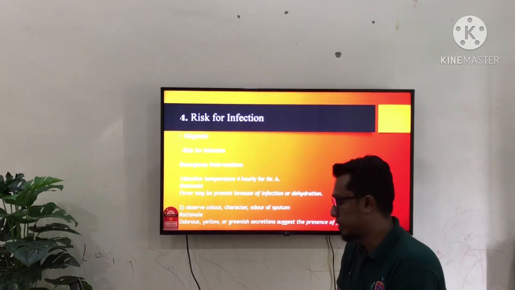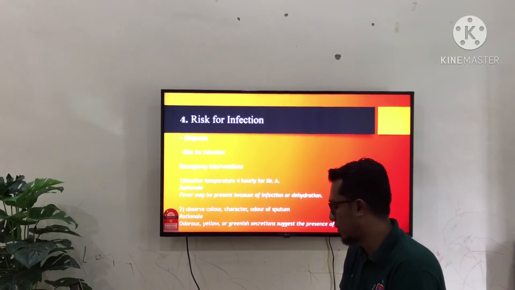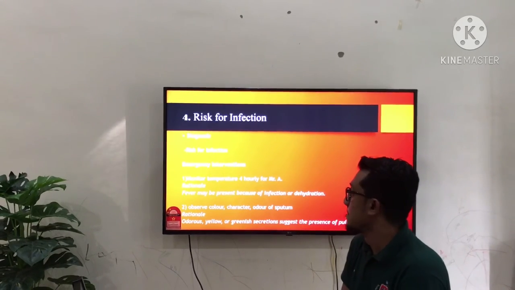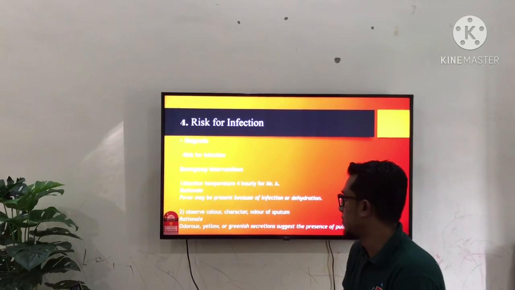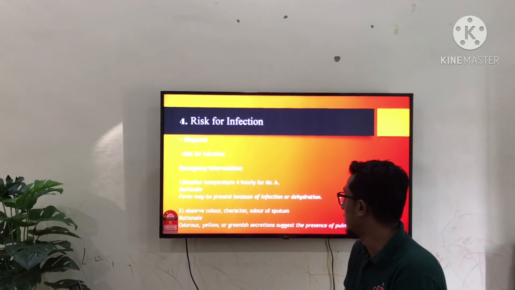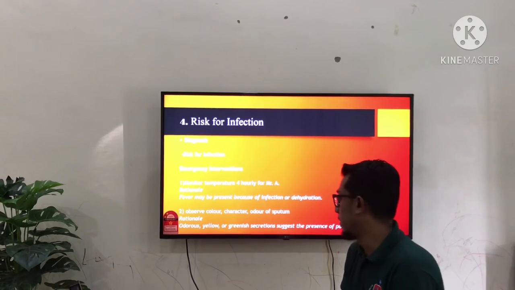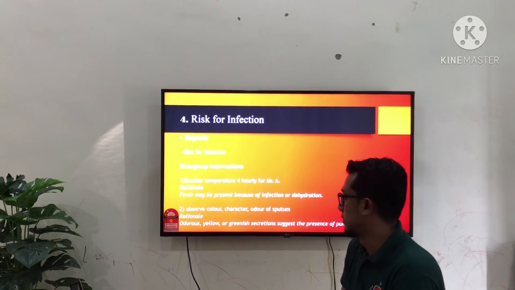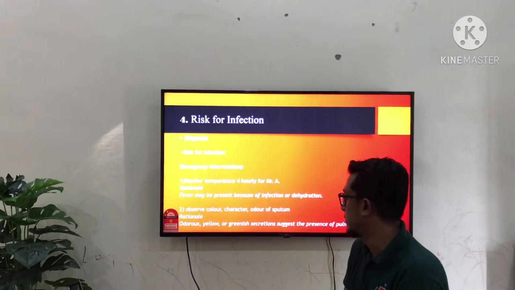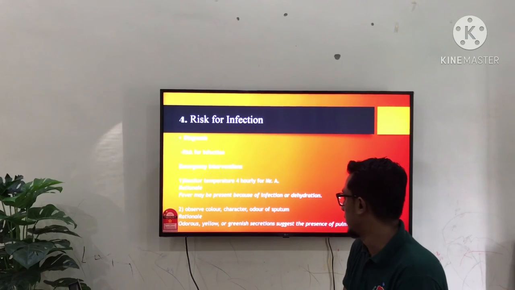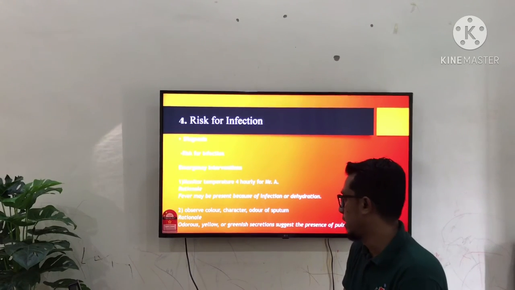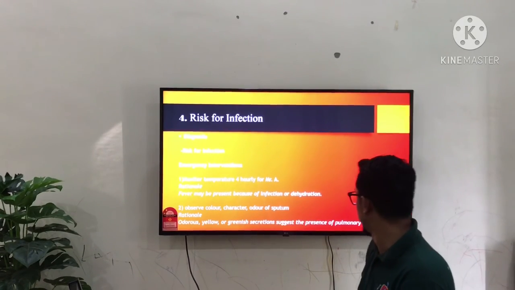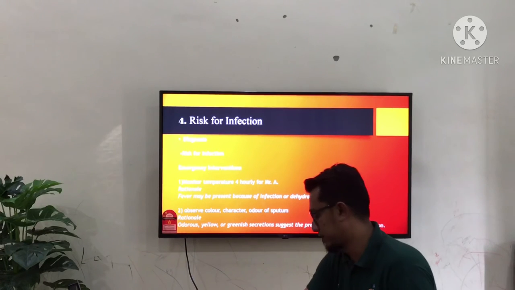Okay, then this is yang seterusnya, the risk for infection. Okay, emergency intervention untuk elak infection, monitor temperature hourly for Mr. A. Dia punya rationale, fever may be present because of infection or dehydration. Okay, number two, observe color, character, odor of sputum. Rationale dia, odorous yellow or greenish secretion suggests the presence of pulmonary infection.